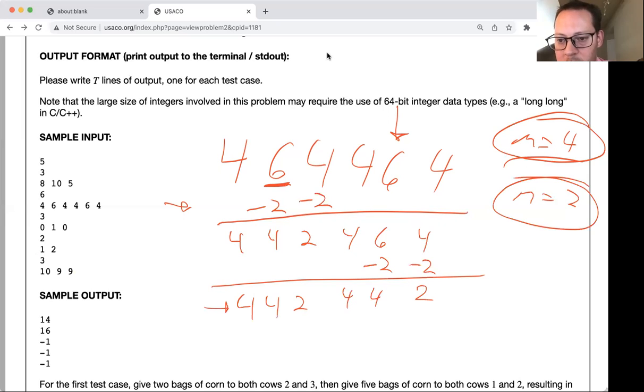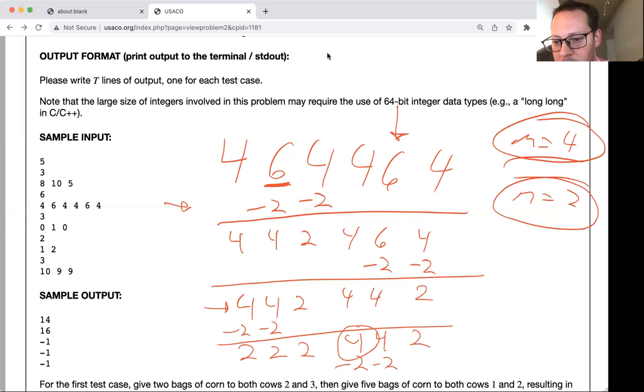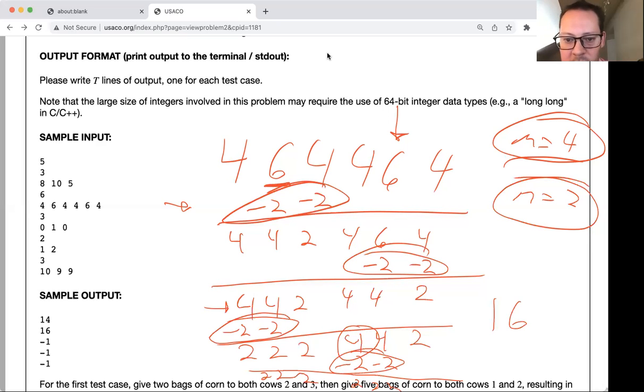4 is larger than 2, so we'll subtract 2 from this and 2 from its neighbor. 2, 2, 2, 4, 4, 2. Proceeding on, we find the next one that's above the minimum, so we'll do -2, -2. And then we'll go 2, 2, 2, 2, 2, 2. Now they're all equal. I've subtracted 4 total here, 4 total here, 4 total here, 4 total here, which adds up to 16, and that was the answer for the first one.